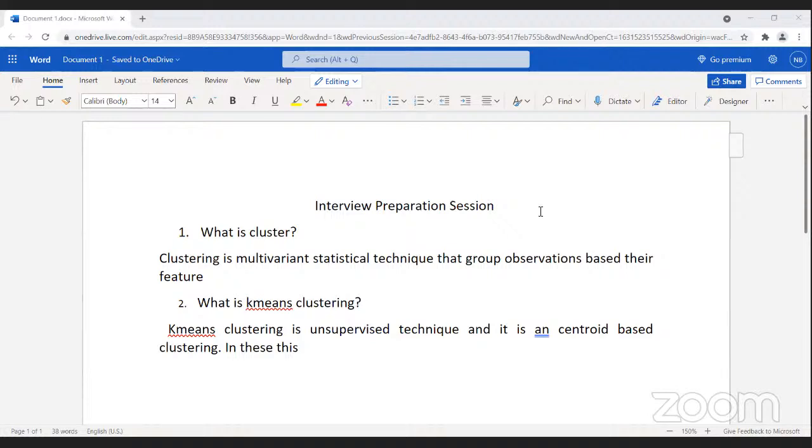Okay, let's go for the next question. What is Lloyd's algorithm? Or even the steps involved in Lloyd's algorithm?